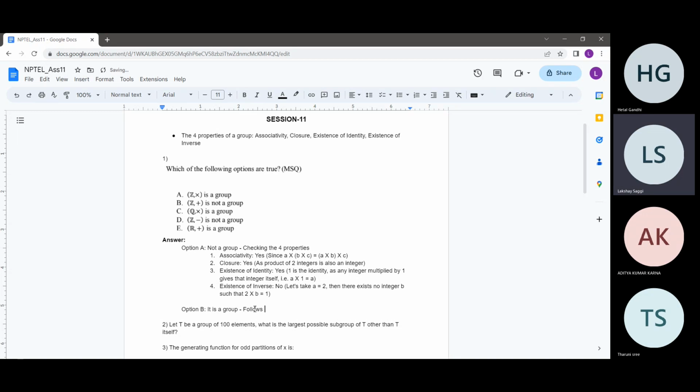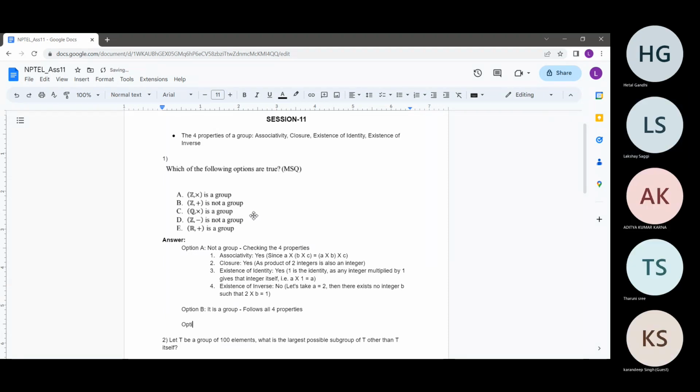Well, so I'll just write down this that it follows all four properties. So actually option B is a group, but it's saying in option B that it is not a group. So option B is also false. Now coming to option C.